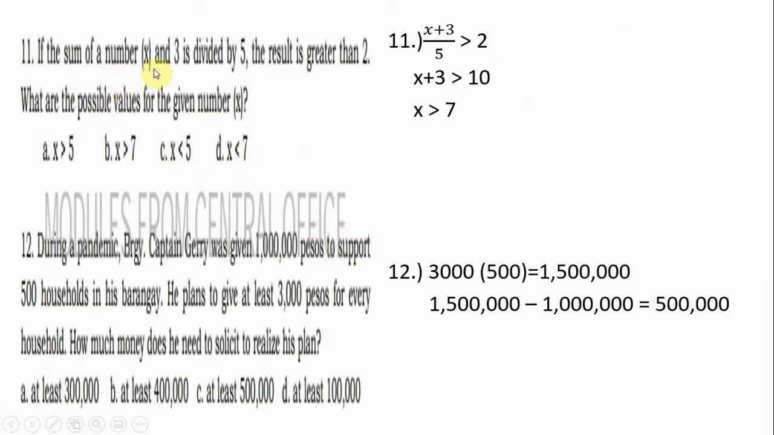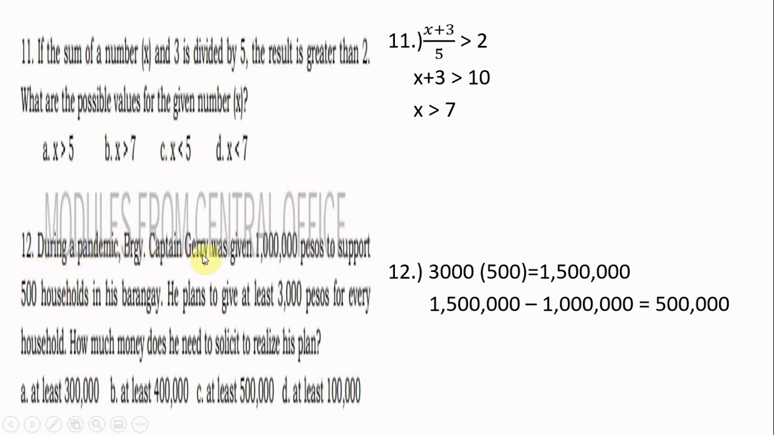Okay, number 11. If the sum of number x and 3 is divided by 5, the result is greater than 2. How will you write it in mathematical symbol? The sum of a number and 3 divided by 5 is greater than 2. So this is 1. Now, solve. We could directly perform the cross product, 5 times 2, that's 10. So x plus 3 is greater than 10. So x is greater than, transpose, it becomes 10 minus 3, that's 7. So x is greater than 7. It's letter B.